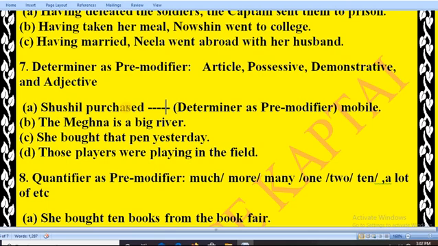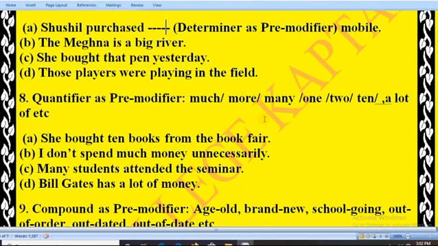Remember it. Now quantifier as pre-modifier. Quantifier মানে already আমি বলেছি যে যেগুলো দ্বারা পরিমাণ বোঝাবে, এবং quantifier এর মধ্যে আরেকটা শব্দ মনে রাখতে হবে, intensifier. Intensifier মানে কি, যেগুলো দ্বারা তীব্রতা বোঝাবে, বেশি বোঝাবে: much, very, often, frequently, right? These are intensifiers.